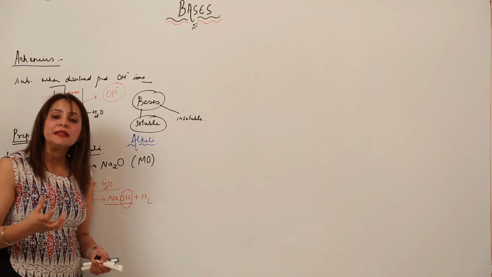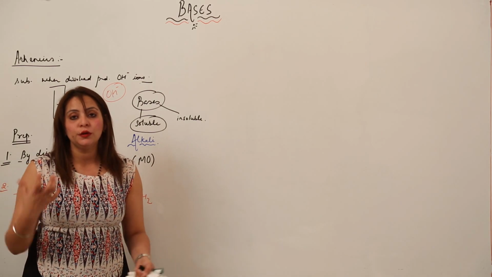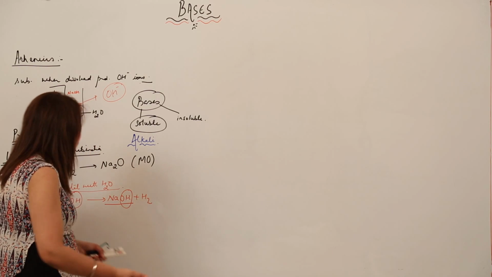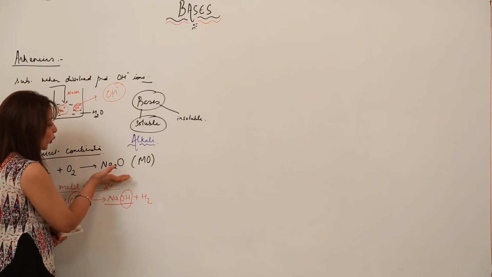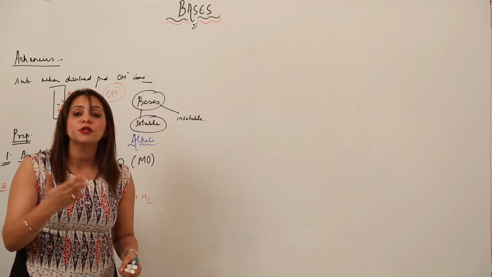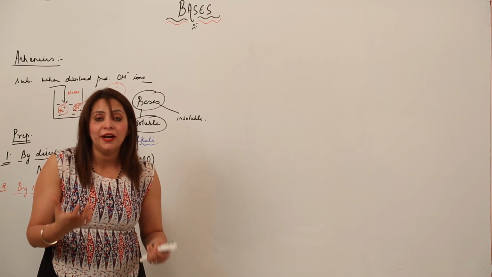So by looking at it that it contains the hydroxide ion, it must be clear in your mind that yes, when dissolved in water, it is definitely going to produce the hydroxide ion. But in the first example, that is Na2O, you get to see there is an oxide ion but there is no hydroxide ion. So that doesn't mean that it is not regarded as a base.